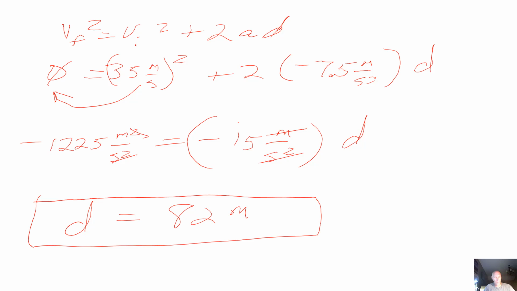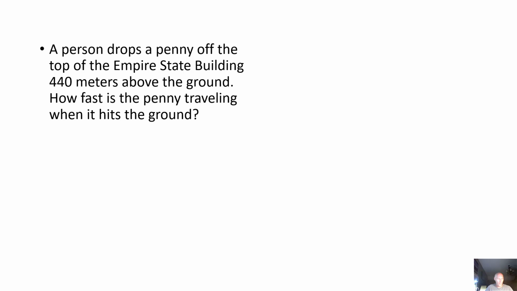and there you go. So it took 2 separate formulas to solve that, but that's how you solve those particular problems. Okay, let's try one more.